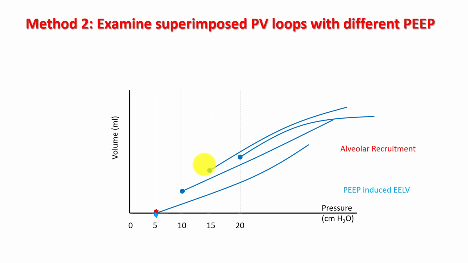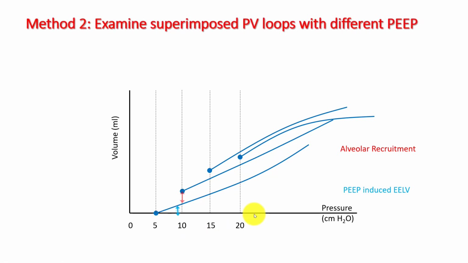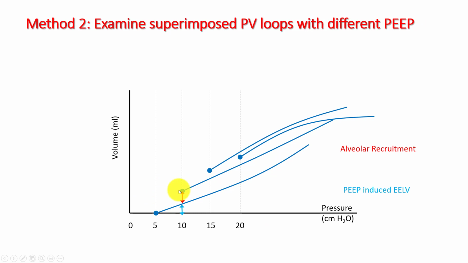There are a couple of other ways you can use your pressure volume loop to figure out where the optimal PEEP should lie. One of the methods involves superimposed PV loops with different PEEP. We have got 4 PV loops with PEEP of 5, 10, 15 and 20. As you increase the PEEP, you see that the functional residual capacity increases, and this has 2 components to it. One of them is because PEEP has caused hyperinflation, which is called end expiratory lung volume, and it has also caused some alveolar recruitment, which is shown in red.